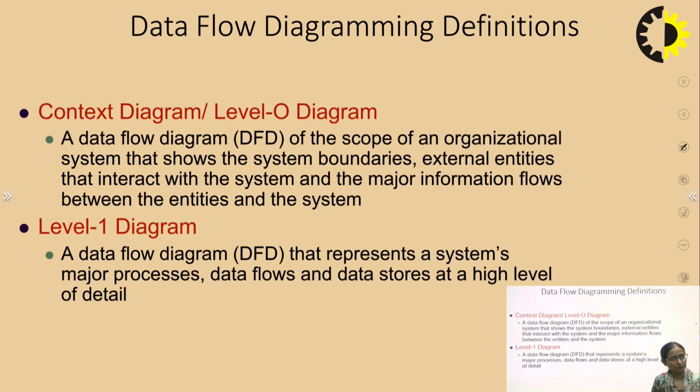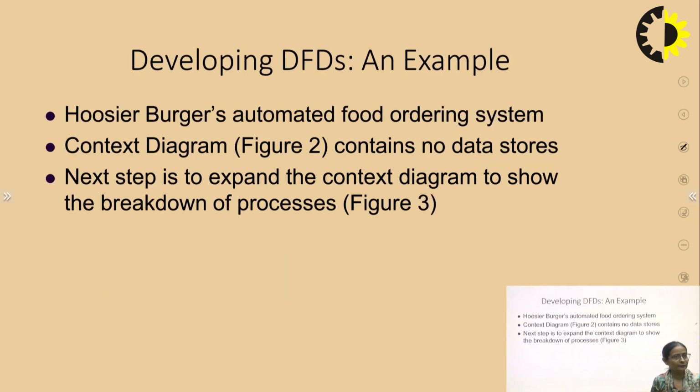Now come to the levels. The context diagram, or level 0 diagram, shows the scope of an organizational system. It shows the system boundaries, external entities that interact with the system, and the major information flowing between the entities and the system. Whereas the level 1 diagram is the DFD that represents a system's major processes, data flows and data stores at a high level of detail.